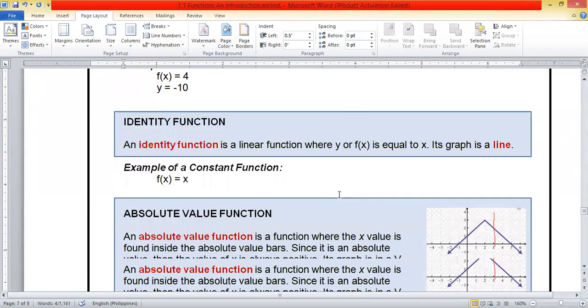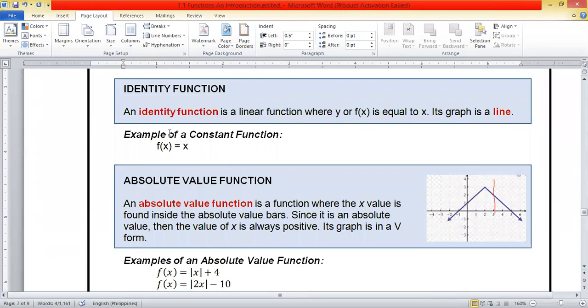The fourth type of function is the identity function. An identity function is a linear function where y or f of x is equal to x. Its graph is a line. Again, in the identity function, whatever the value of x, that is also the value of y. Example, f of x equals x, or y is equal to x.